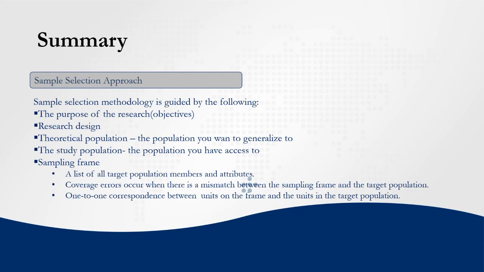We've covered what a sampling frame is. We've spoken about coverage errors, and that there has to be a one-to-one correspondence between the units on the frame and the units in the target population. So if in the population I have 50 enterprises of size 1, meaning the big enterprises, even on the frame I need to have 50. If I have so many thousand medium enterprises, even on the frame I need to have those, and so on and so on.